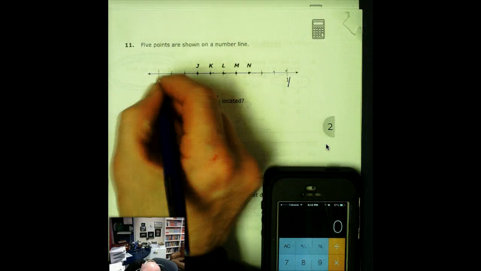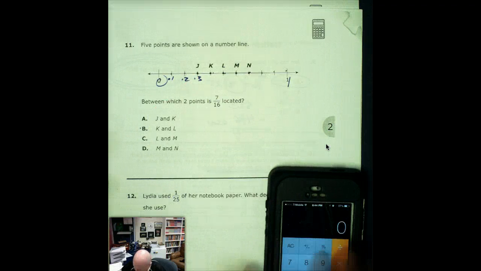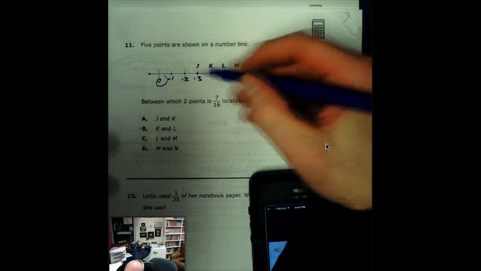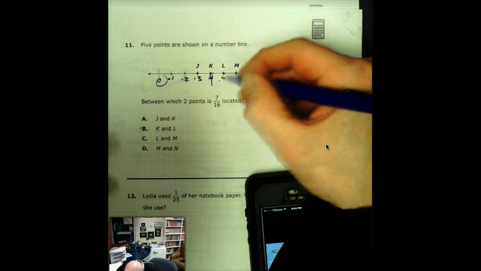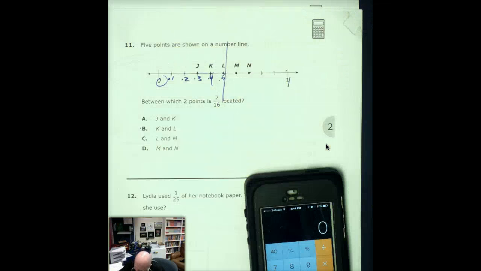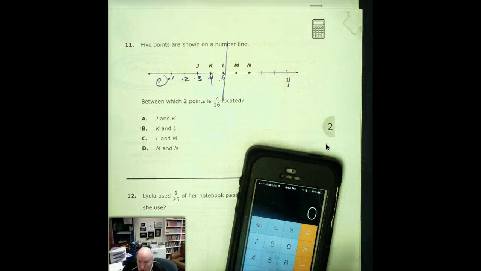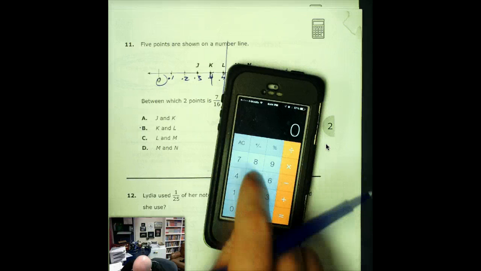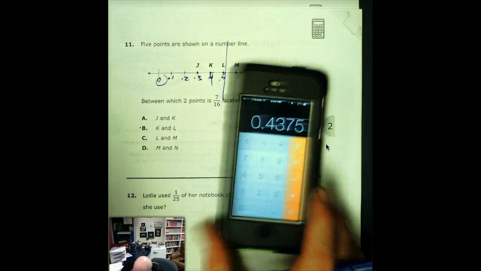So each of these are tenths, or 0.1, 0.2, 0.3. And then I like to find the halfway point. Well, the halfway point is going to be at 0.5. So here's my halfway point right here. That's 0.5. So I have to figure out where 7/16 is located. I always like to have a couple of landmarks there. So let's go ahead and just take 7 divided by 16, and that is going to be 0.4375.